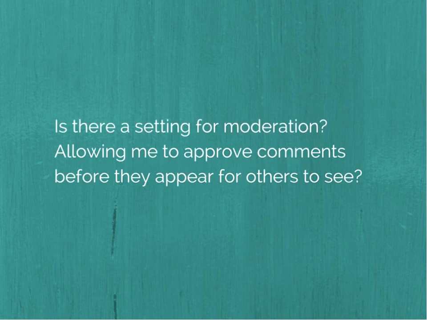And then, is there a setting for moderation, allowing me to approve comments before they appear for others to see? So in D2L, when my students have a discussion forum, I could make the settings so that it doesn't show up unless I allow it to, so I could try that for a while if I wanted to test it out. In Google Classroom, there isn't that setting. I can't set it up, but I can set it up so that students can't comment at all. And I can also delete comments if they were inappropriate. And in a closed environment, my risk for that is a little bit lower.